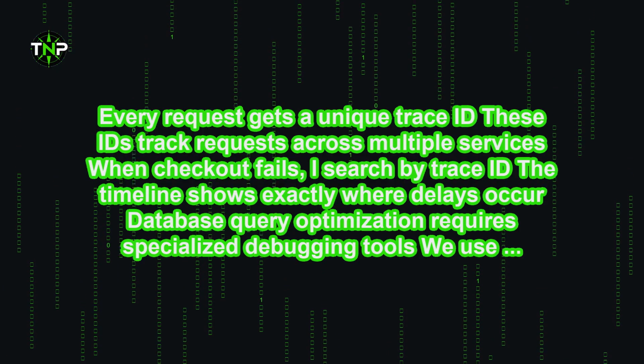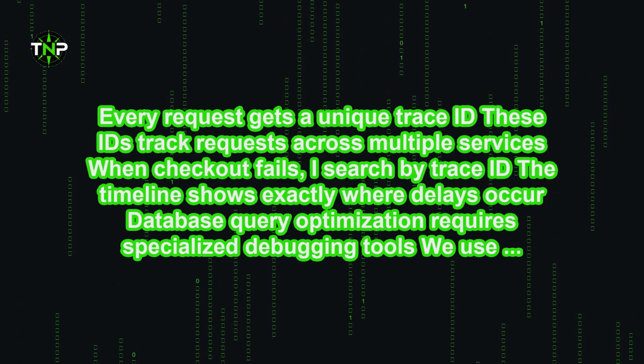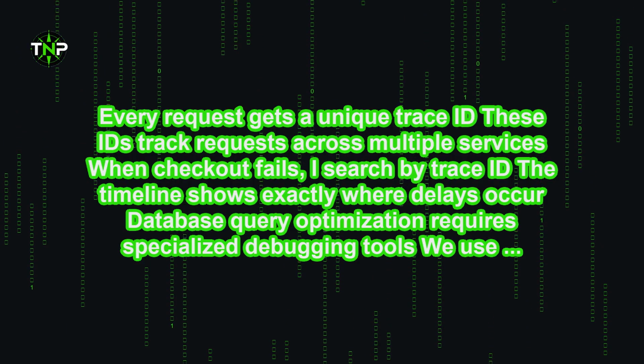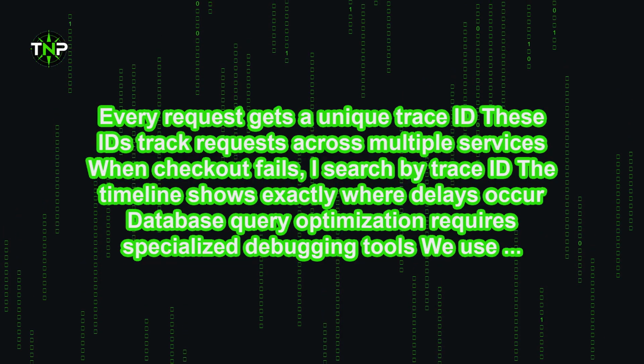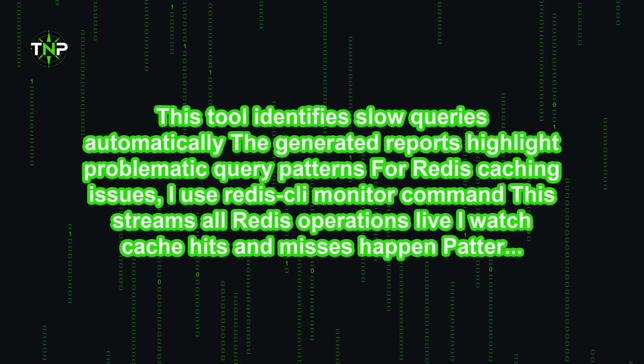Our backend uses distributed tracing with Jaeger. Every request gets a unique trace ID. These IDs track requests across multiple services. When checkout fails, I search by trace ID. The timeline shows exactly where delays occur.